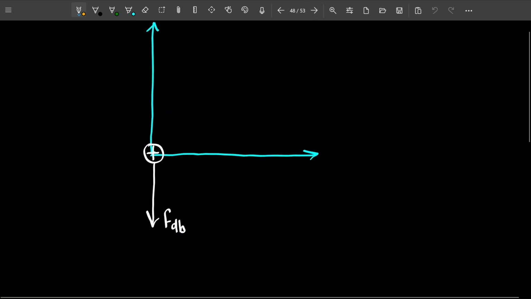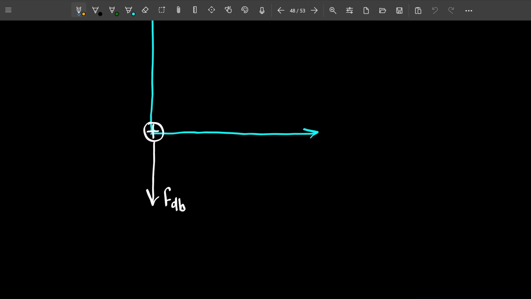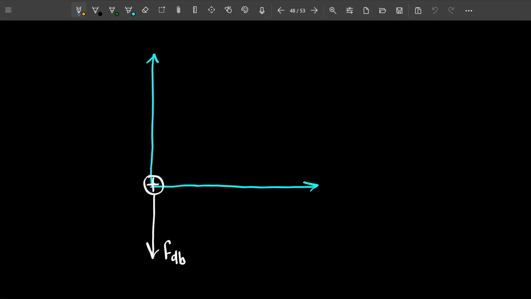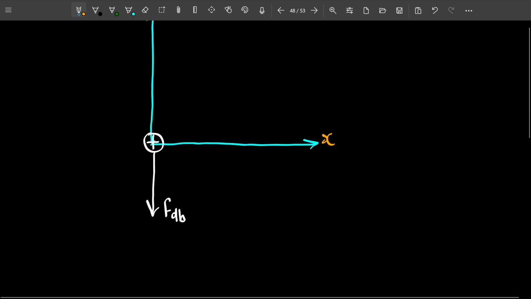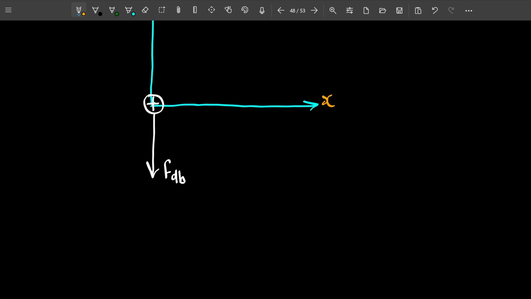Now let's see FDB. FDB, we want to find its components again. We already know from experience that it's not going to do anything in the x, because it's facing straight down, so there's no way it's going to make something go to the right or to the left. But still, we can calculate it, okay? If you can, but sometimes you see them not doing it. So if I want FDB in the x, sometimes to save space or time, you could just ignore it. Okay, let me prove it to you.